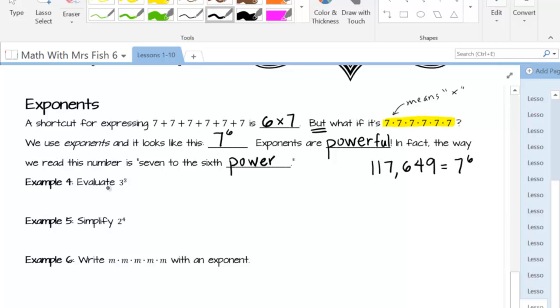Example 4, evaluate 3 to the 3rd power. 3 times 3 times 3. I'm emphasizing the times because students will want to do 3 times 3 up here and say that the answer is 9 when it's actually 27, because 3 times 3 is 9 times 3 is 27.